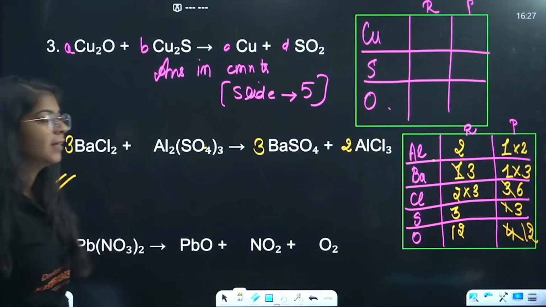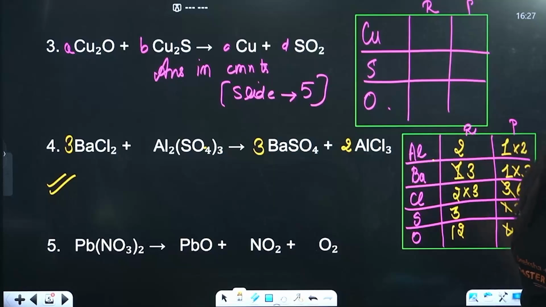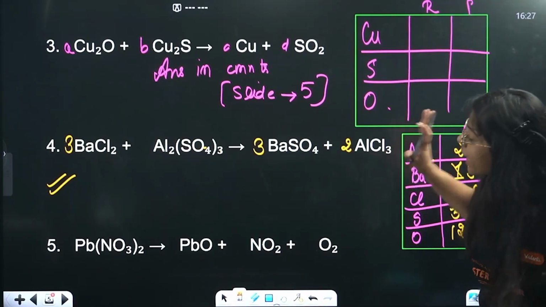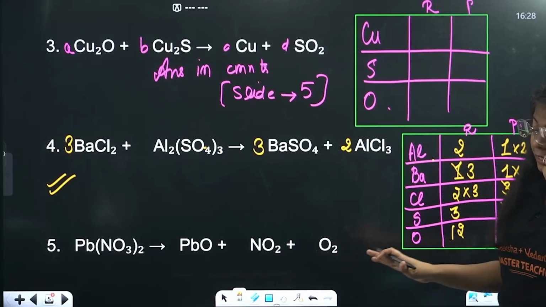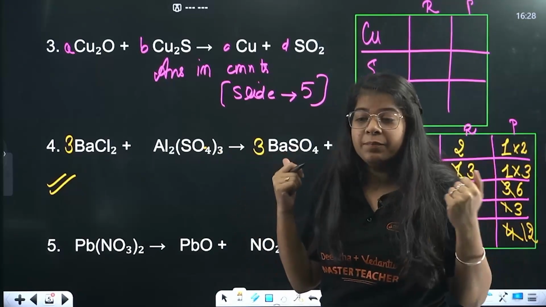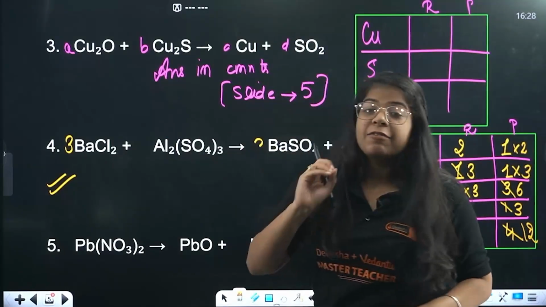Was that hard? You tell me in the comment section whether you understood it or not. Every time you balance some element, make sure you look at whether, in trying to balance that particular element, you unbalanced some other element. That is the one thing you have to be very careful about.